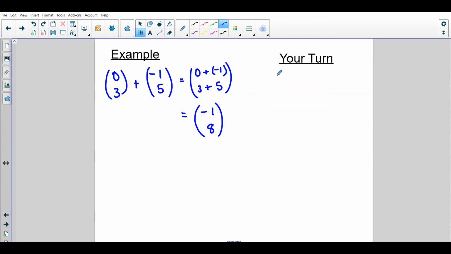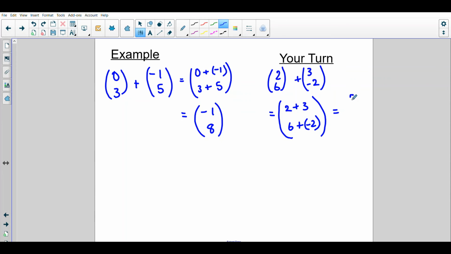Now for your turn. Try this one. So our working out, making sure we're extra careful with any negatives. And hopefully that's the answer you got.